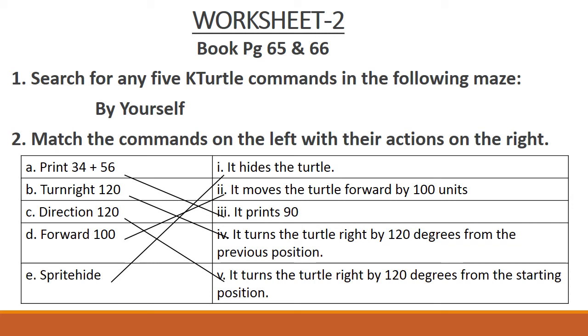The first command in column 1 is print 34 plus 56. This is actually a print command, and you have to match it in the second column with the third statement. It prints 90. Turn right 120 means it turns the turtle right by 120 degrees from the previous position. Direction 120 means it turns the turtle right by 120 degrees from the starting position. Forward 100 simply moves the turtle forward by 100 units. And sprite hide hides the turtle.